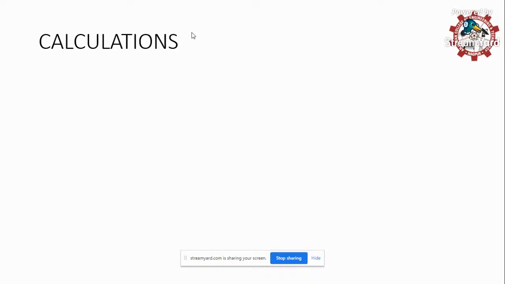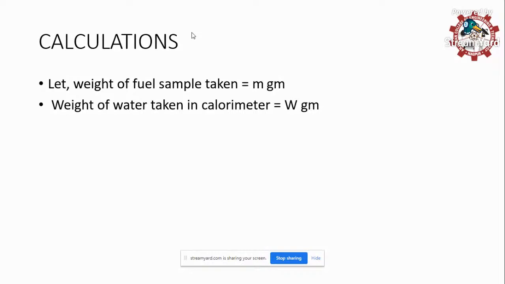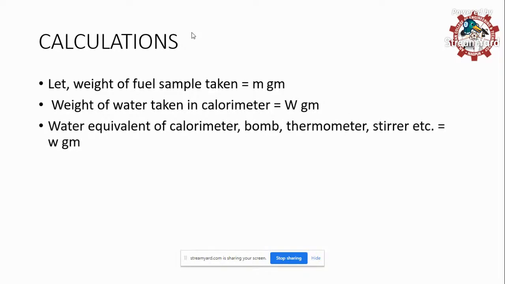On the calculation part, you will get a 4 marks question on either the bomb calorimeter, Boy's calorimeter, or Dulong's formula. So this unit is pretty scoring. Moving ahead with the calculation part, let us assume certain quantities. Let the weight of sample taken be m gram, small m gram. Let the weight of water taken in the calorimeter be W gram, capital W gram. Let the water equivalent of calorimeter, bomb, thermometer, stirrer be small w gram.